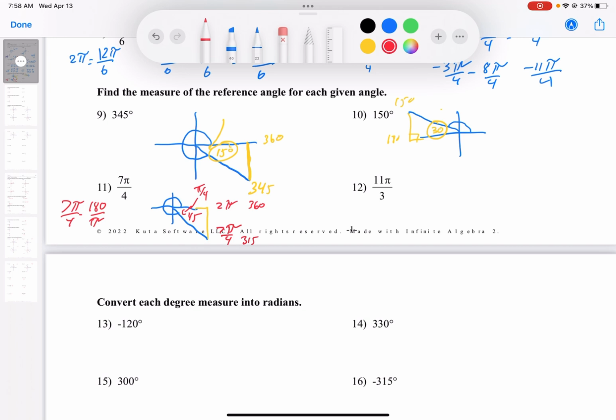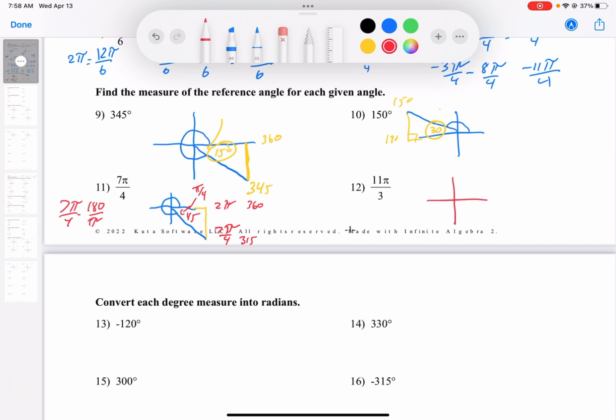And the last one, 11 pi over 3. 11 pi over 3 is about 3.66, so we're going around into here again. We're going to draw this up here. Now we're at 11 pi over 3.